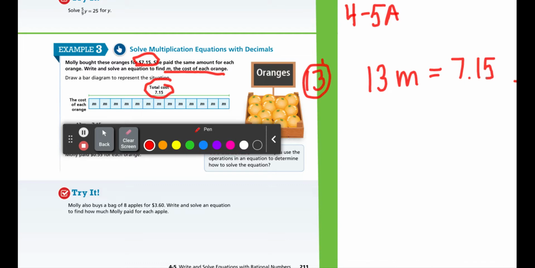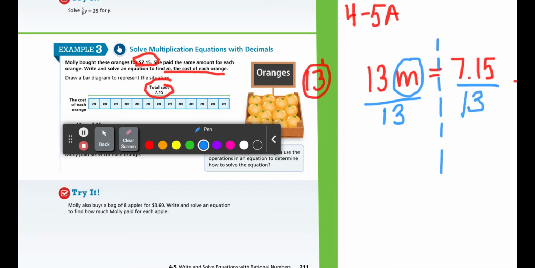So now we have an equation here with a decimal, and our goal is to solve for M. So I'm still going to start by drawing a dotted line down the middle where my equal sign is. I'm going to circle the M. Our goal is to get M alone. So how am I going to get that M alone? Well, I look to see what's with the M. 13 is with the M. Let's get rid of the 13. So 13M is multiplication. I have to do the opposite, division. I'm going to divide both sides by 13.